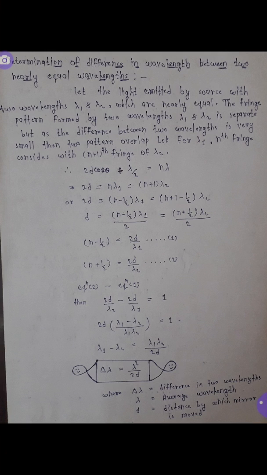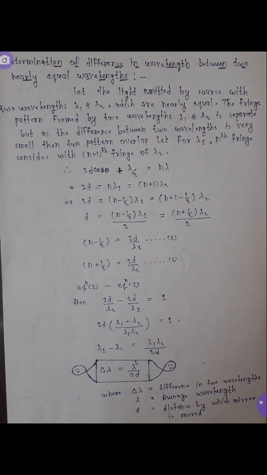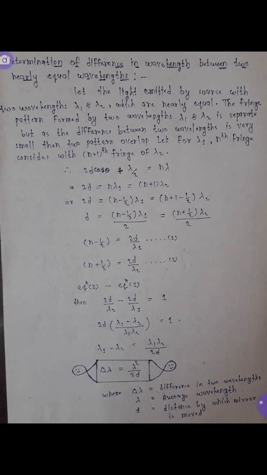Delta lambda is the difference between the two wavelengths, and lambda is the mean wavelength. d is the difference between the two plates, and then we get the formula delta lambda is equal to lambda square upon 2d, where d is the distance between the two mirrors M1 and M2 dash. M1 and M2 dash are both parallel, but M1 and M2 are perpendicular to each other.